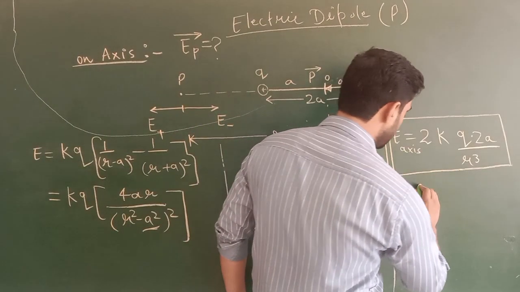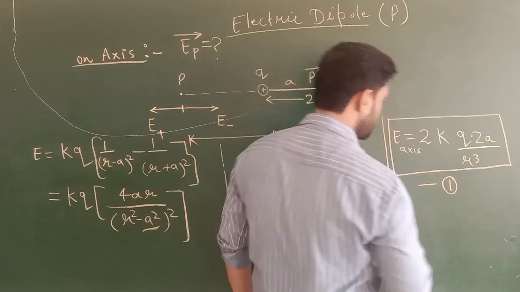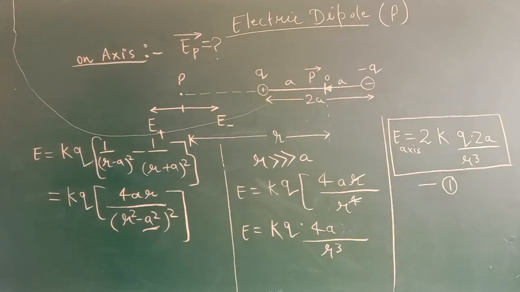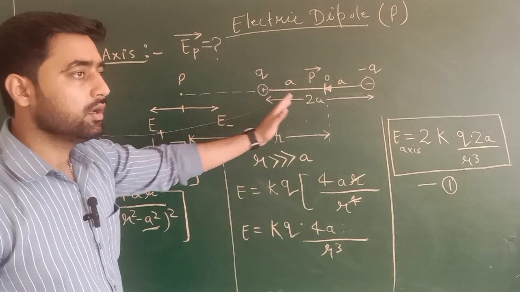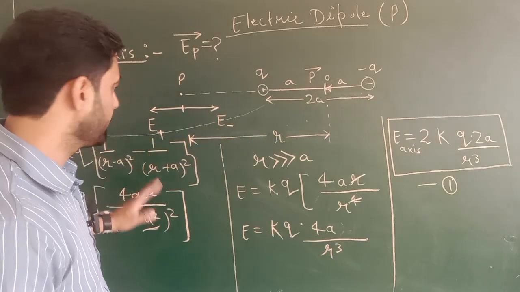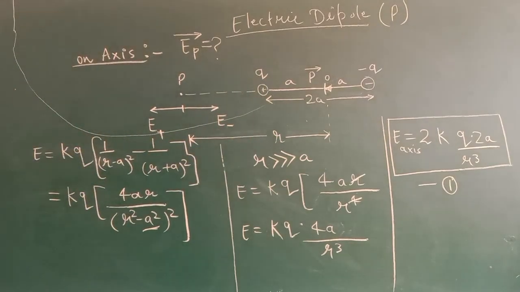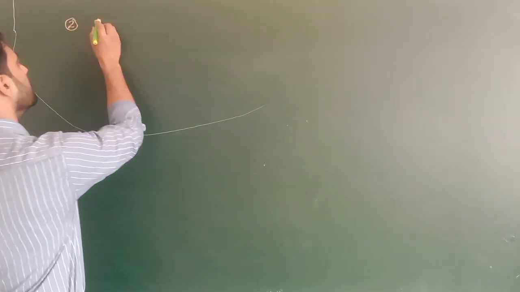Let this be equation number 1. Now let's calculate what will be the electric field on the equatorial line of an electric dipole.